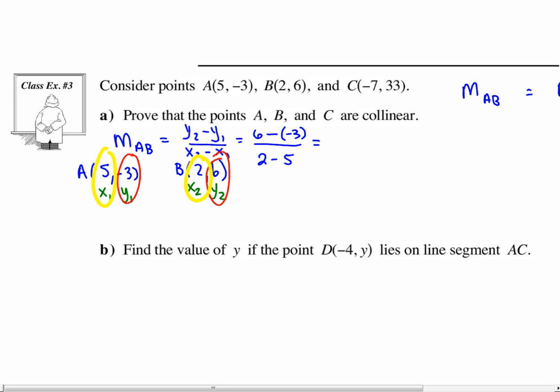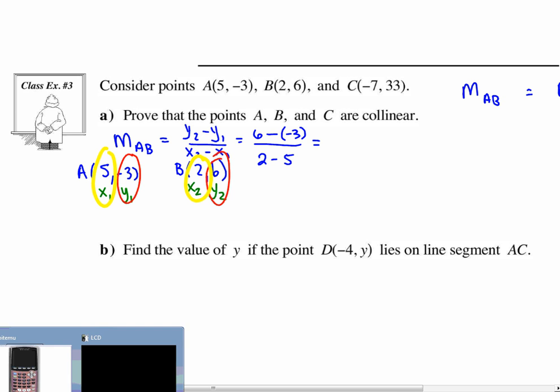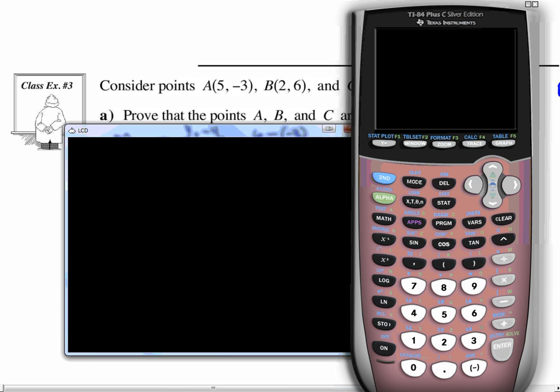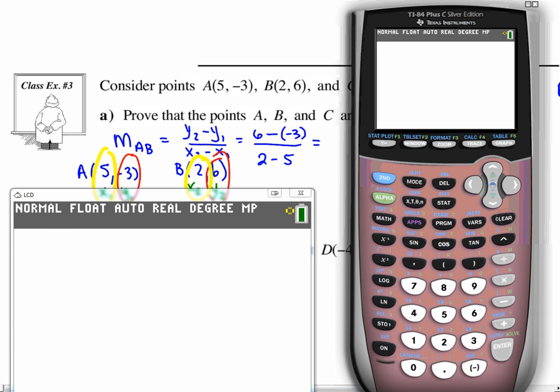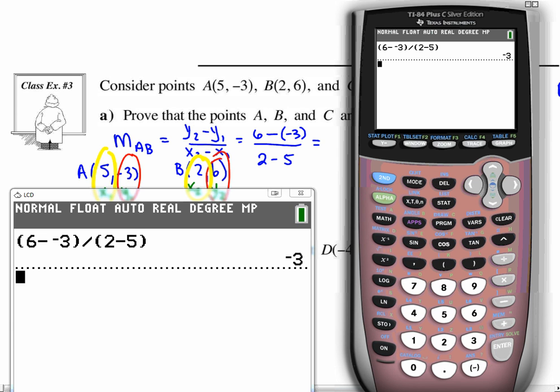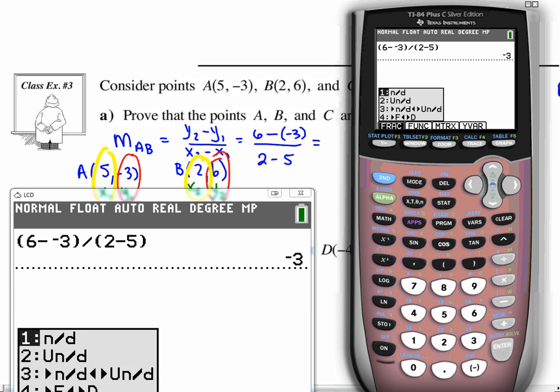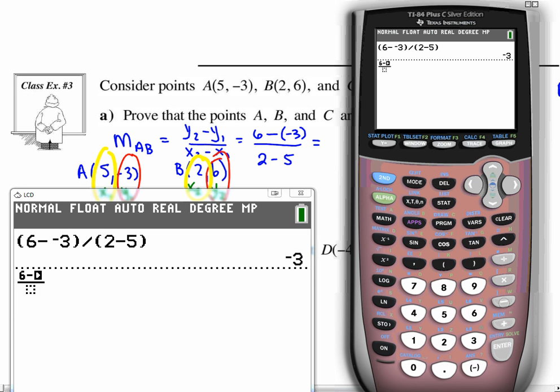Now if I did want to plug this into my calculator, I find it safer just to evaluate the numerator, then evaluate the denominator, but you can use your calculator. If I wanted to type this all in, you would need brackets on your numerator, 6 minus -3, and technically I don't have to wrap the -3 in brackets when I plug it in. You just need to wrap your numerator and your denominator, 2 minus 5. And it gives me a slope of -3. If you have the alpha y equals option of numerator over denominator, in many ways that's easier. You're less likely to make a mistake. So we're expecting to get a slope of -3.